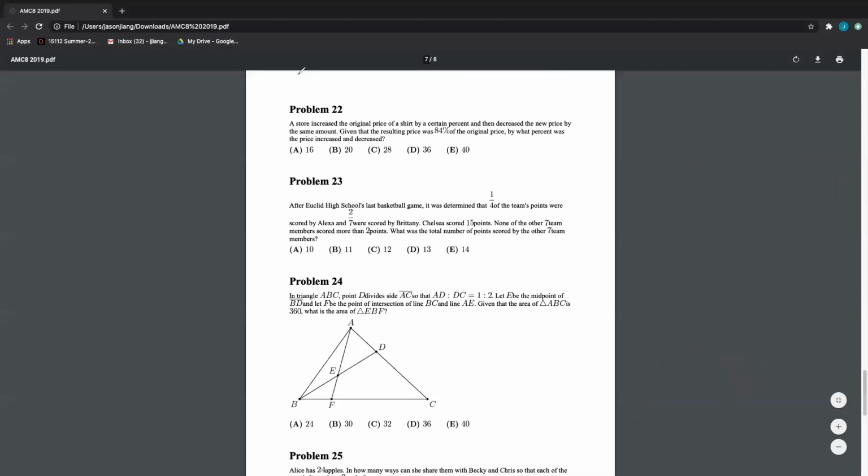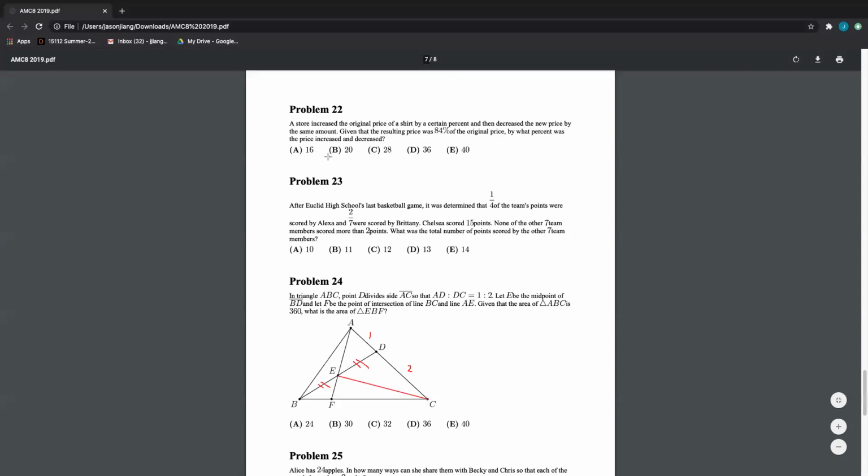Okay. So we've got a geometry problem. We have a triangle ABC. D divides AC such that AD over DC is 1 to 2. Mark that. E is our midpoint. BD actually. Okay. And we are given that the area of ABC is 360. So we want the area of EBF, a little small triangle in the corner.